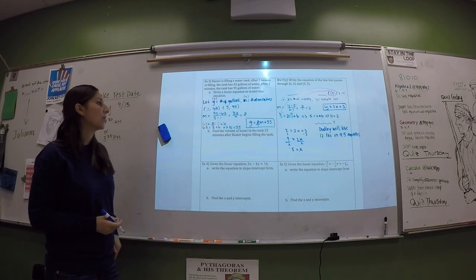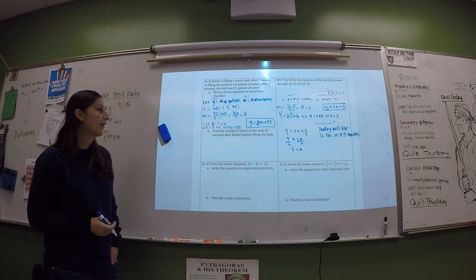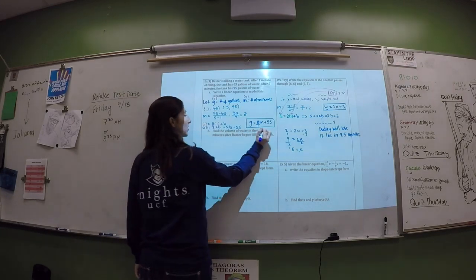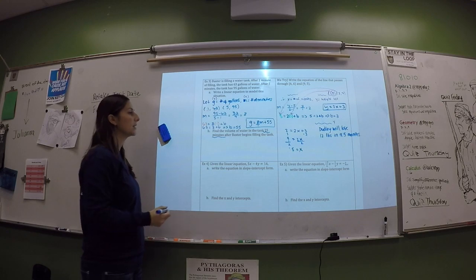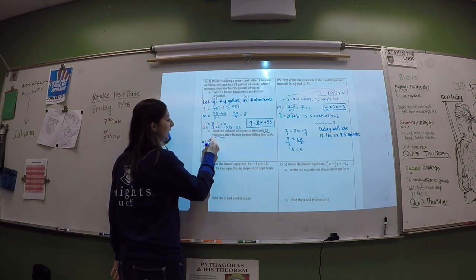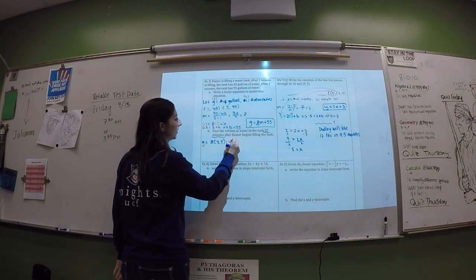It says find the volume of the water tank 25 minutes after Baxter begins filling the tank. So 25 minutes is what? M or G? M, minutes. So G equals 8 times 25 plus 55.